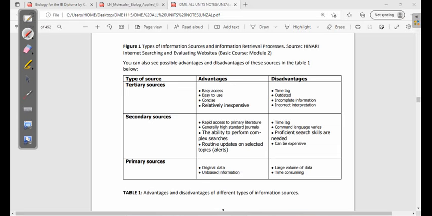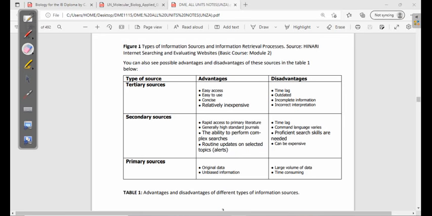Secondary sources of information have an advantage in that they are more updated. You get to update them more frequently. For example, when I'm talking about journals, a discovery is going to be made about something, but people are always evaluating information, and that is a routine update on selected topics, and those are going to be alerts for maybe some changes which are happening in a certain field and such things.